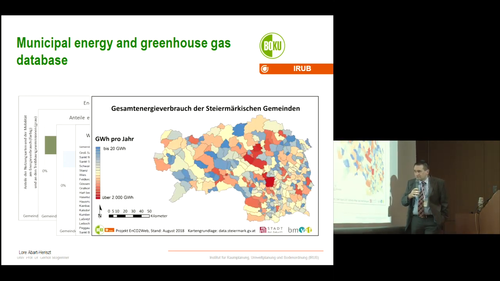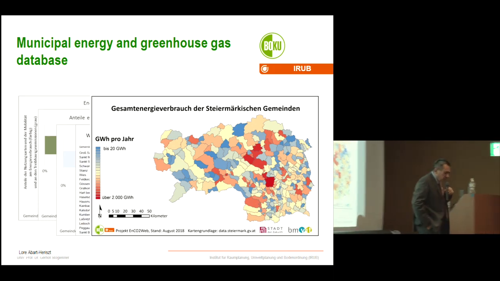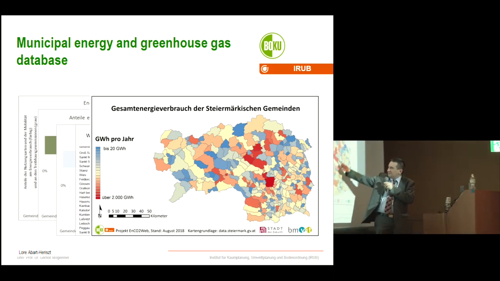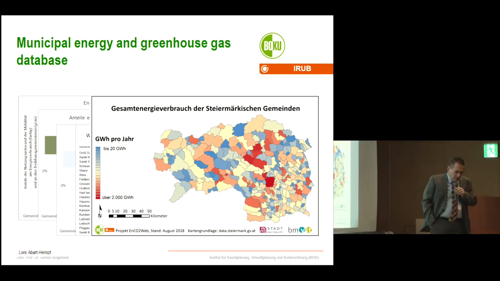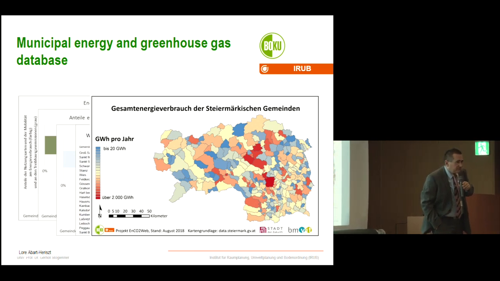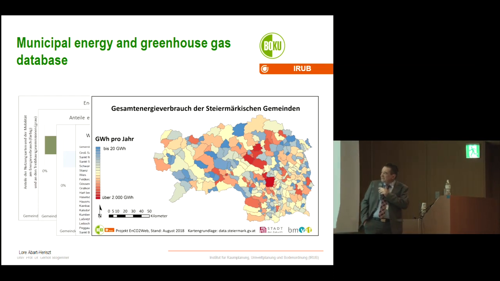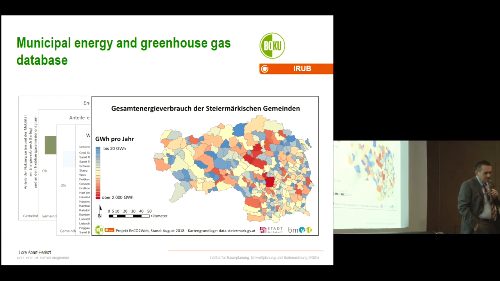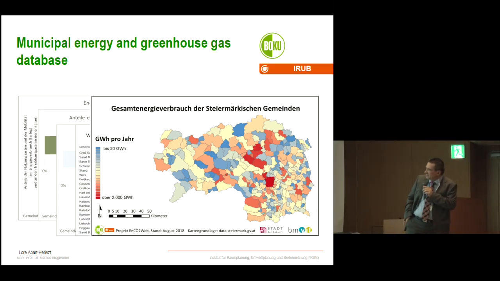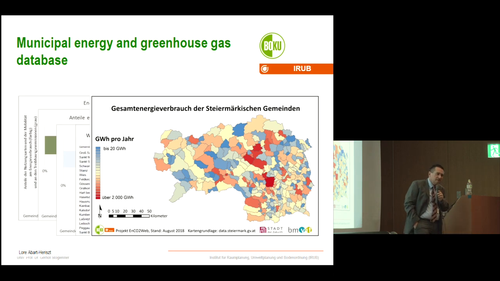And of course, you can also make an energy balance for a whole province, showing the hotspots of the energy demand in the province, which is very nice. The question is, what do you do with that? And here it's very clear, the hotspots are the industrial municipalities, and a bit also the tourism oriented municipalities.